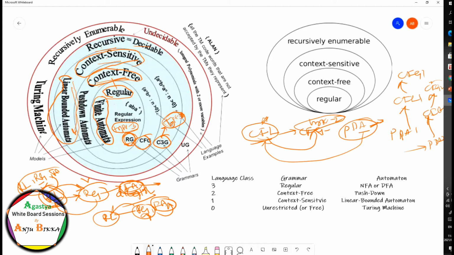Type 3 is regular, type 2 is context-free, and context-sensitive is type 1. For a context-sensitive language, the automaton is a linear bounded automaton, and the grammar is type 1 grammar. Then it comes to recursive, which is decidable, meaning a Turing machine which halts. Then recursive enumerable, which is undecidable, is a Turing machine which may not halt.